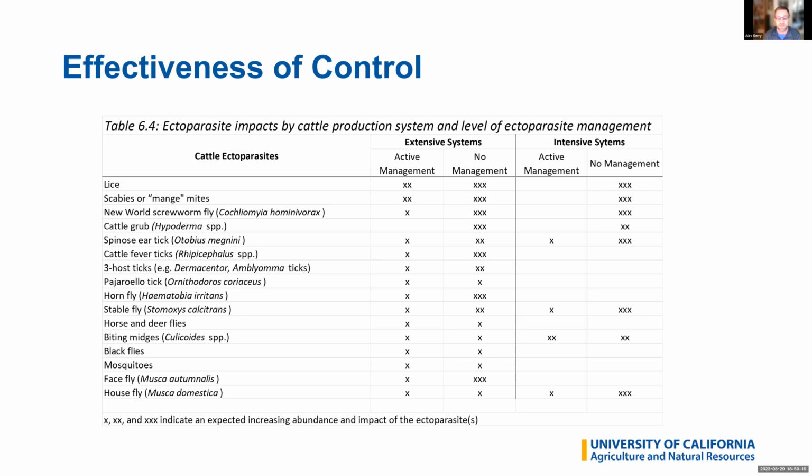A few insects are very difficult to manage. If you look down towards the bottom, you'll see biting flies and black flies, for example. They are very difficult to manage, and so there isn't really an active management option for those pests. For that reason, you see no difference between the no management and the active management side. Those would probably be pests I would recommend not spending a lot of time and money trying to get control of.